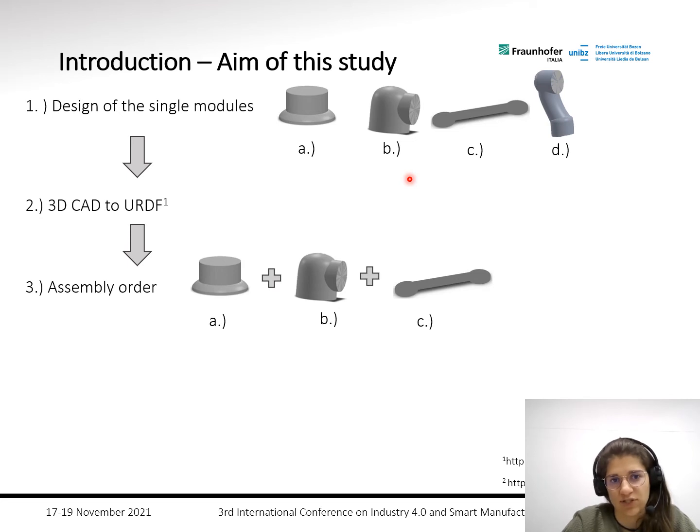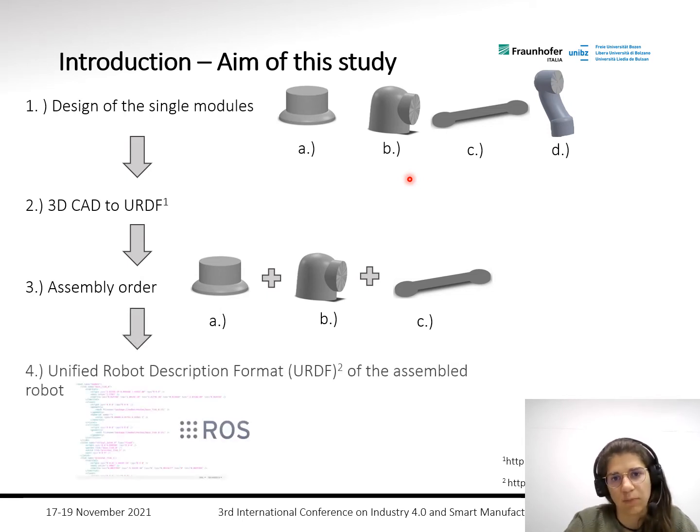Then we establish a certain assembly order. This means that, starting from the modules that we have designed in 3D and exported to URDF, we establish a certain order of the modules that we want to put together to compose our final modular robot. Once we have established it, we simply apply an algorithm that I will describe later in order to obtain the final Unified Robot Description Format of the assembled robot.